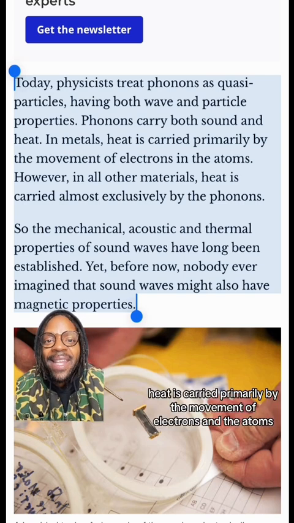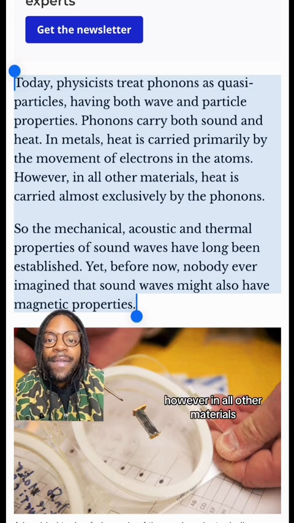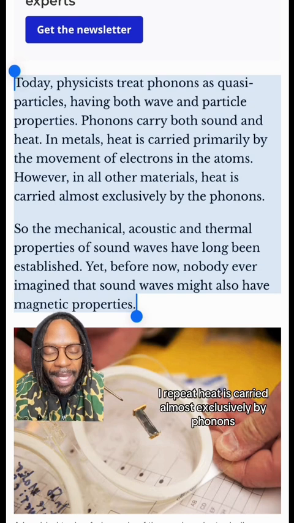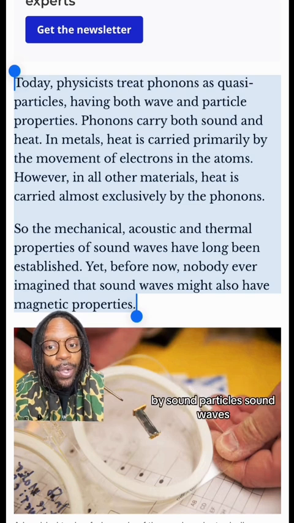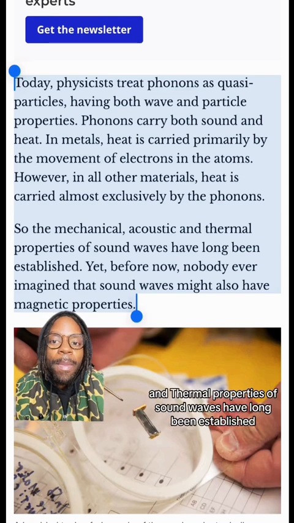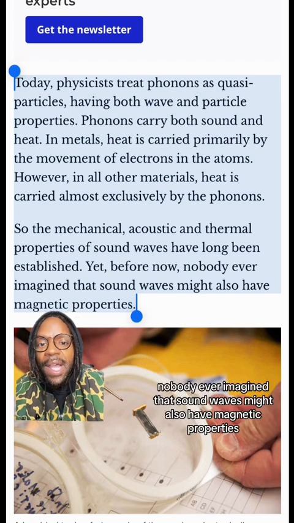In metals, heat is carried primarily by the movement of electrons in the atoms. However, in all other materials, heat is carried almost exclusively by the phonons. I repeat, heat is carried almost exclusively by phonons, by sound particles, sound waves. So the mechanical, acoustic, and thermal properties of sound waves have long been established. Yet, before now, nobody ever imagined that sound waves might also have magnetic properties.